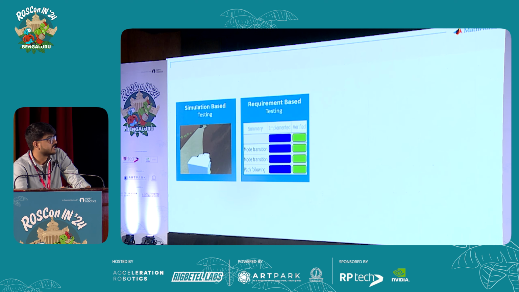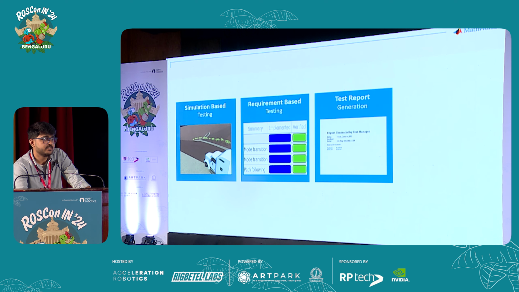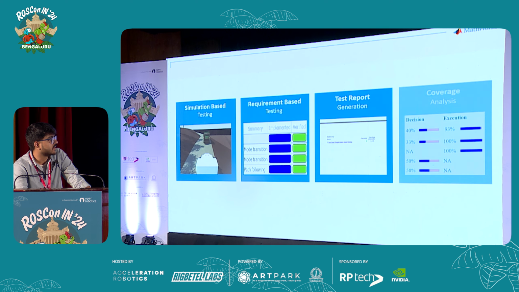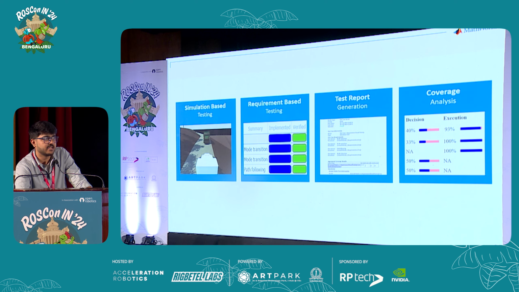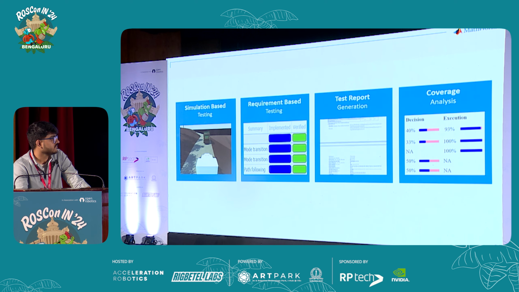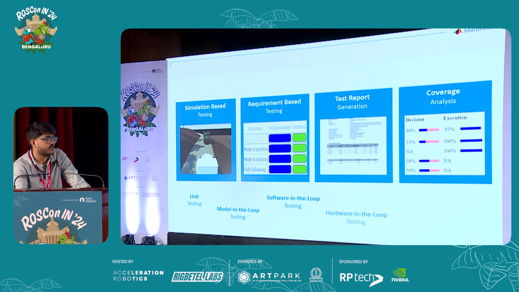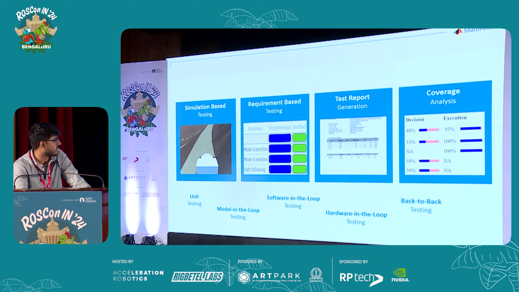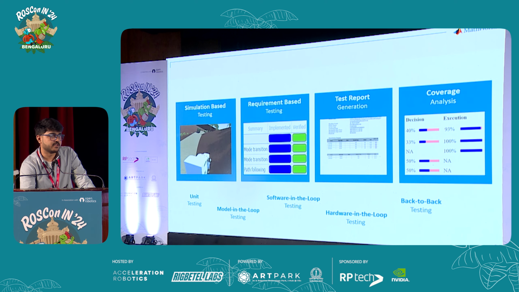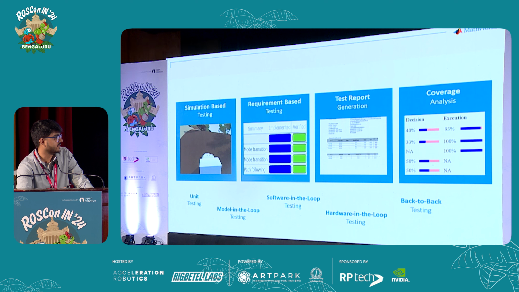You can do requirement-based testing to ensure that your implementation meets the expected behavior. Then you can generate the report once the testing is done to review it offline. This report contains the coverage analysis that will consist of both code coverage as well as branch coverage. Not only that, you can automate more kinds of testing like unit testing, model-in-loop testing, software-in-loop testing, hardware-in-loop testing, and back-to-back testing.